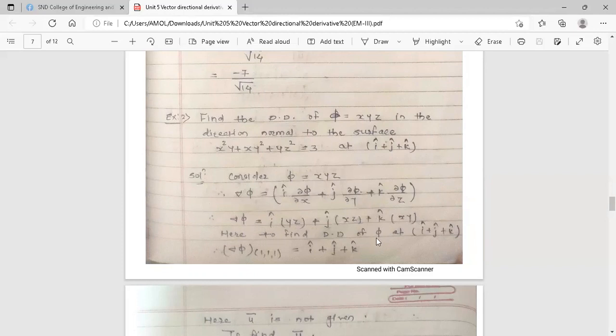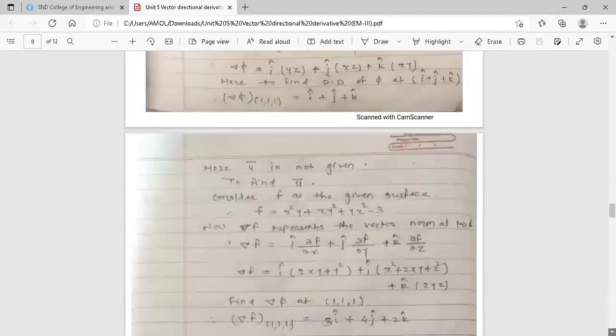Now, to find the directional derivative of phi at i cap plus j cap plus k cap, the coefficients of i, j, k are 1, 1, 1. This is the position vector of the point P, and the coordinates are (1, 1, 1). So del phi at (1, 1, 1): in this grad phi you put x equal to 1, y equal to 1, z equal to 1, and you get the value of grad phi at (1, 1, 1), which is i cap plus j cap plus k cap. From the position vector you can find the coordinates of point P: 1 for i cap, 1 for j cap, 1 for k cap. So this is the value of grad phi at (1, 1, 1).